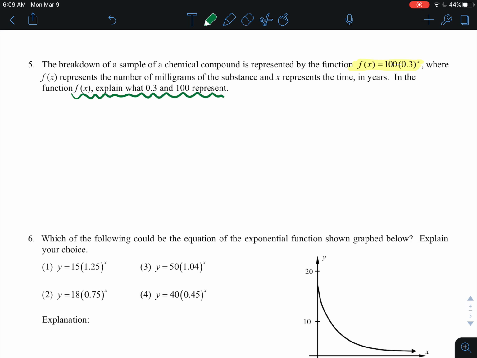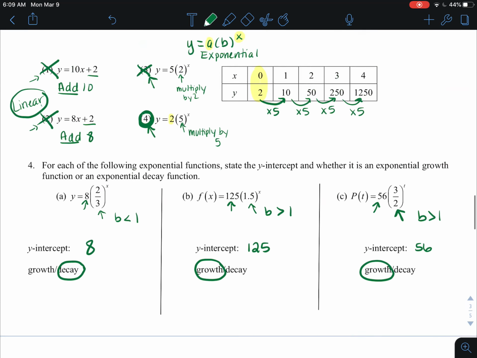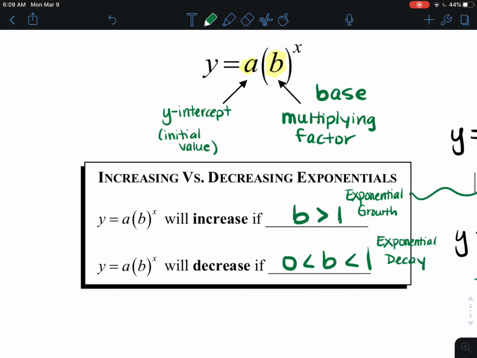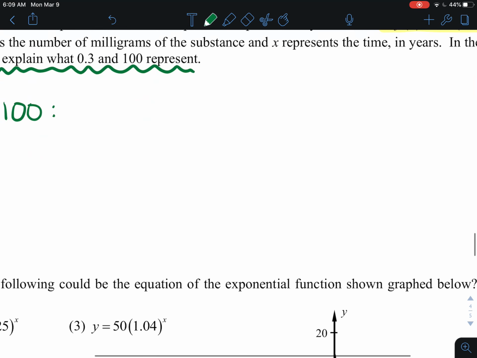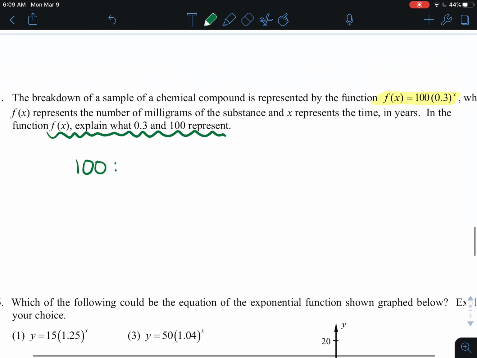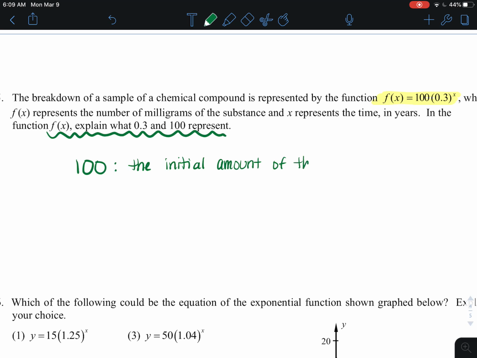So, since 100 is in the y-intercept position, we could say it's the y-intercept, but sometimes with a word problem, it makes more sense to use the other thing we called a, which if I go back up here, we called the initial value. So we can call it a y-intercept, but if we're talking about this substance, it might make sense to call it the initial amount of the substance.